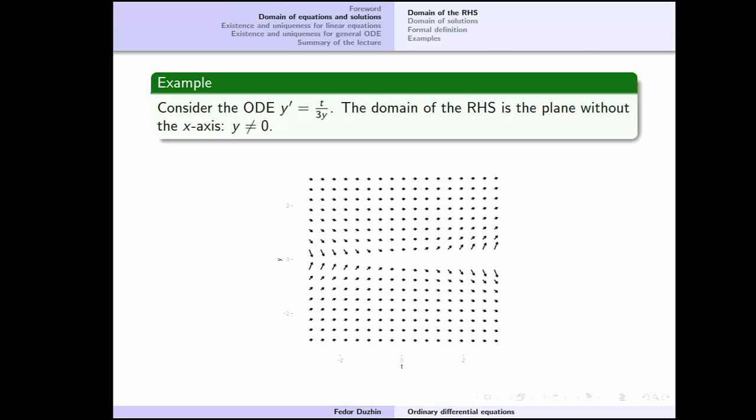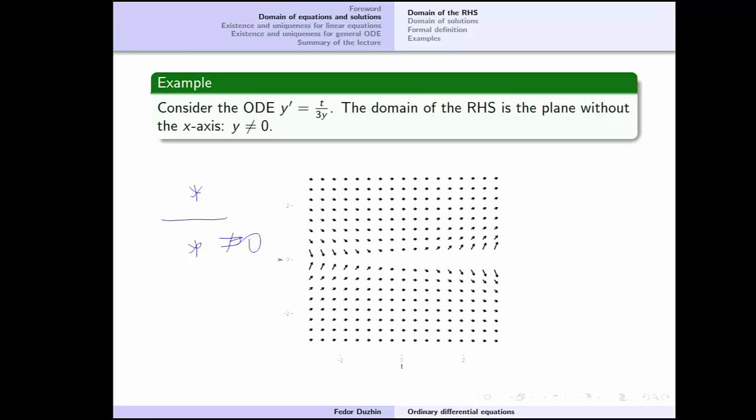Okay, in the next example, here the right-hand side is t over 3y. There is no logarithm or square root, but there is a division, right? And you know that whenever there is a division, the denominator, of course, must be non-zero. You cannot divide by 0. So here, the only restriction on the domain is that y cannot be 0. So hence the domain is going to be the plane without the line y equals 0.